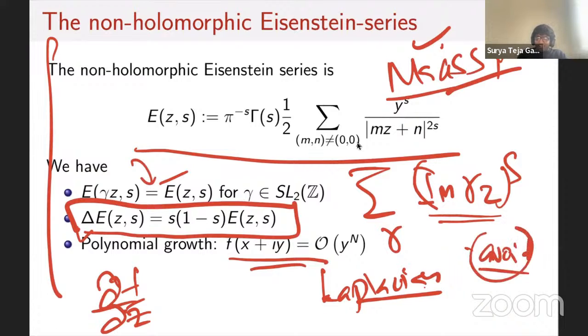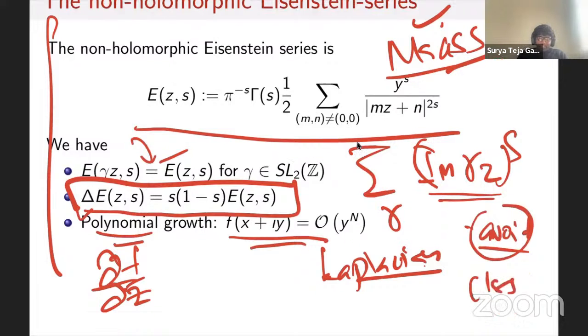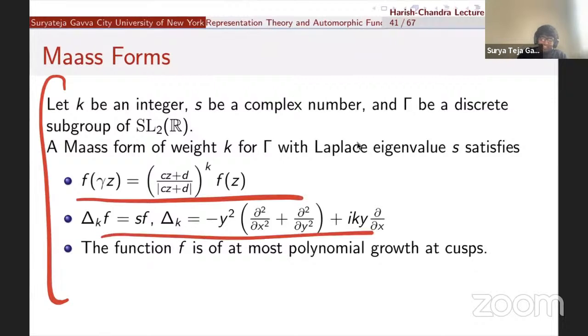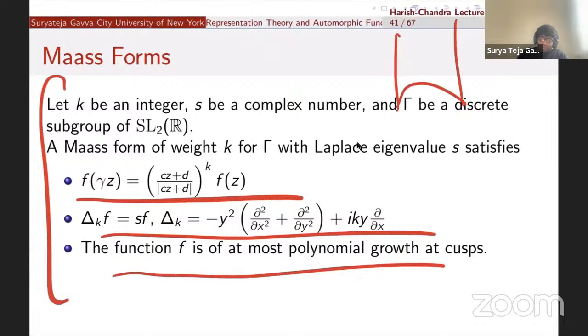So, to avoid some other class of objects, if you restrict the growth, if you say that the functions don't grow too fast, you get these functions. They're called the Maass forms. So for instance, the Maass form of weight k satisfies this differential equation, and as it goes to infinity, at the cusps, it doesn't grow that fast. So these things are called Maass forms.